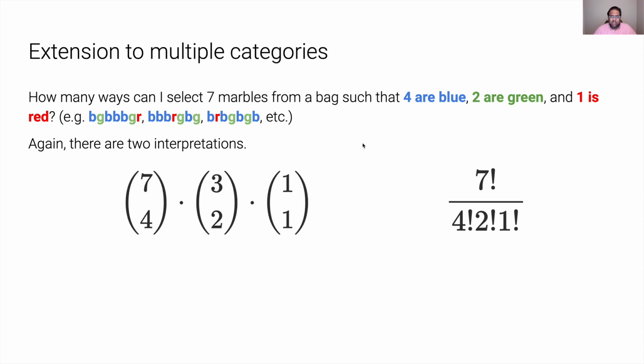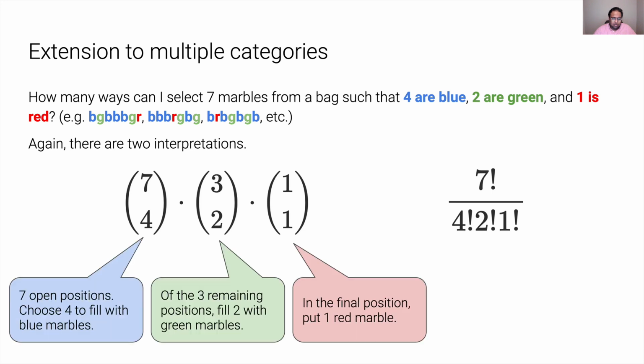And once again, there are 2 ways I could go about thinking about this. So one way is by saying, well, I have 7 positions in which I could put a marble. Let's choose 4 of them to contain blue marbles. And so now I have 7 positions, filled up 4 of them with 7 choose 4. I have 3 positions remaining. Of those 3 positions, let's choose 2 of them to be containing green marble. Okay, and so I multiply by 3 choose 2. 3 positions put green marbles in 2 of them. In the 1 remaining spot, I need to put a red marble, and so I multiply by 1 choose 1. And so that is one way to determine the number of sequences of this form.